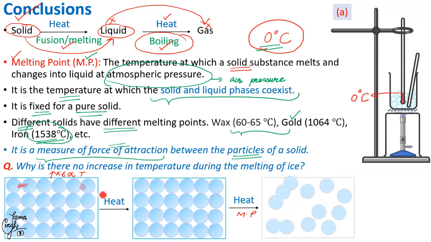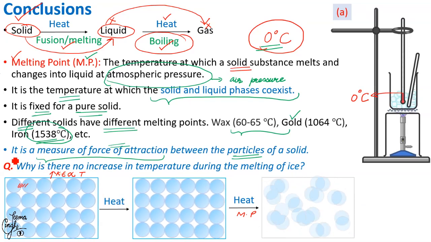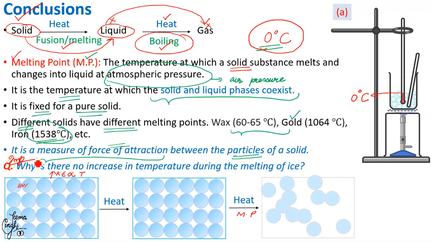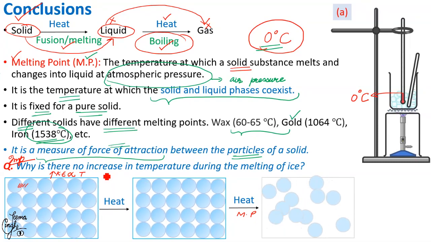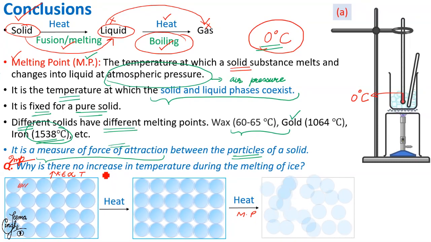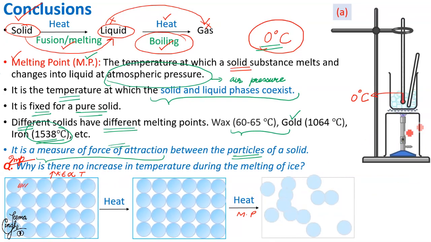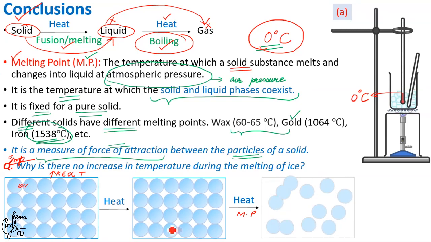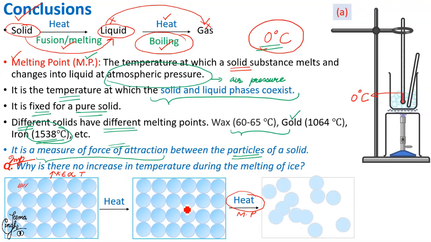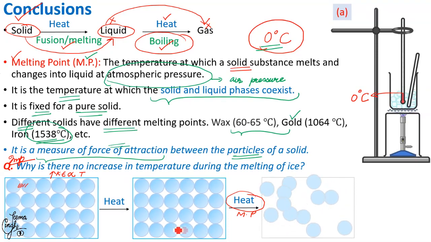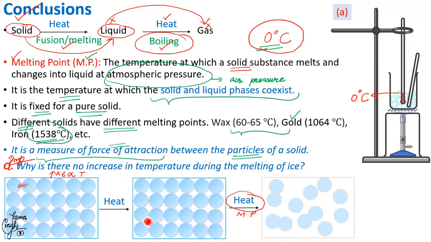Coming back to the same question, which I'm going to mark as important. Why doesn't the temperature change until ice melts completely even though heat is being supplied? Where does this heat energy go? Now you have the answer. This heat energy is used in overcoming the forces of attraction. I mean, the heat you supply is used to break the strong forces of attraction between the particles of a solid.